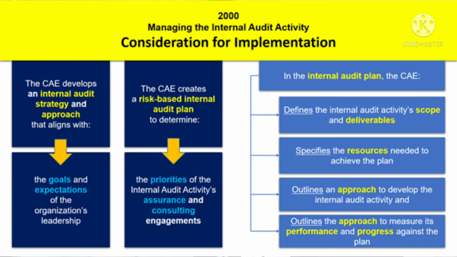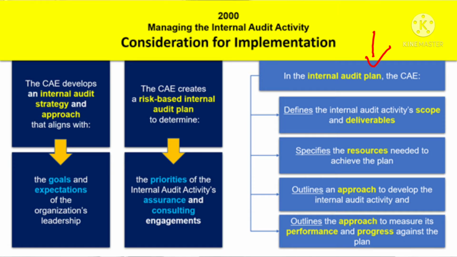In addition to that, the chief audit executive creates a risk-based internal audit plan. This we will discuss in Standard 2010, planning, which we will cover later on. So this risk-based audit plan is to determine the priorities of the internal audit activities, assurance and consulting engagement. This process takes into account the input of senior management and the board, as well as documented annual risk assessment. This is again covered by Standard 2010, which we will discuss later on.